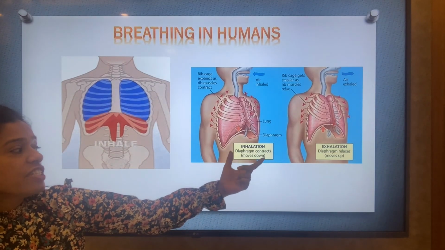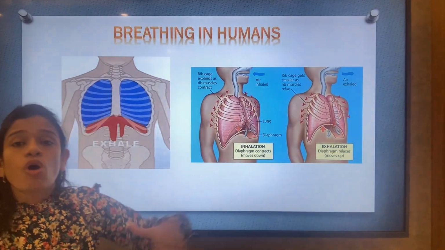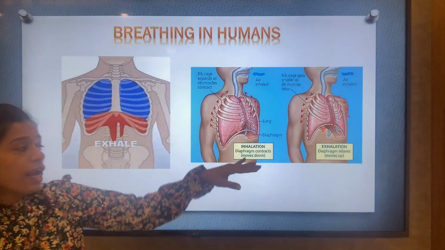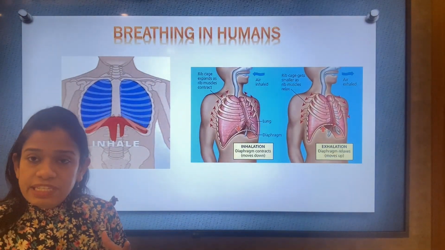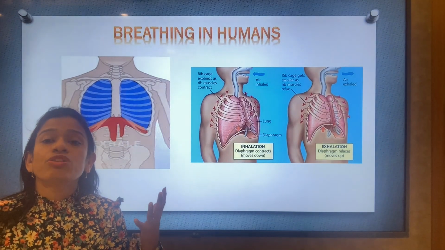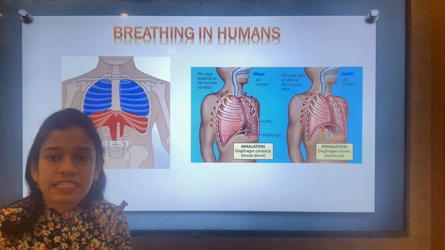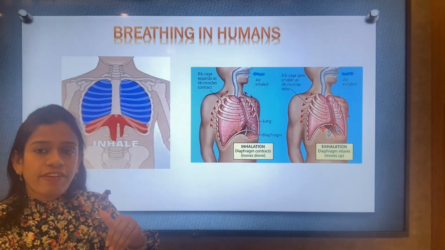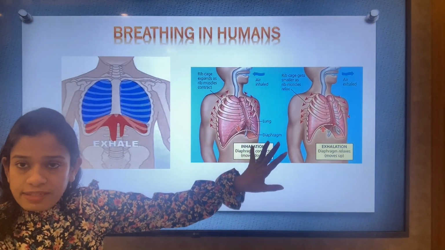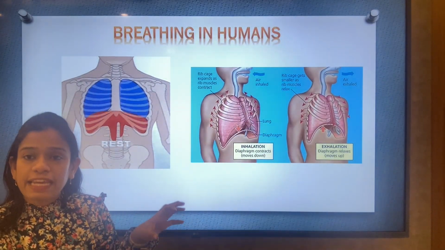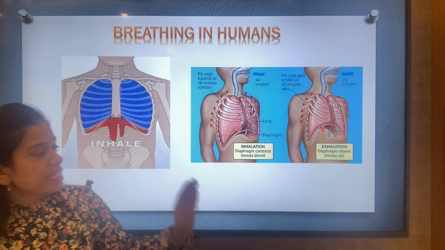First, for inhalation, or taking in of the air, the diaphragm contracts and moves down. When the diaphragm moves down, the lungs increase in volume. Due to the increased volume, air travels inside through the nose, the pharynx, the larynx, and it comes into the lungs. There the exchange of gases takes place. So the oxygen is taken in and the air containing the carbon dioxide is given out.